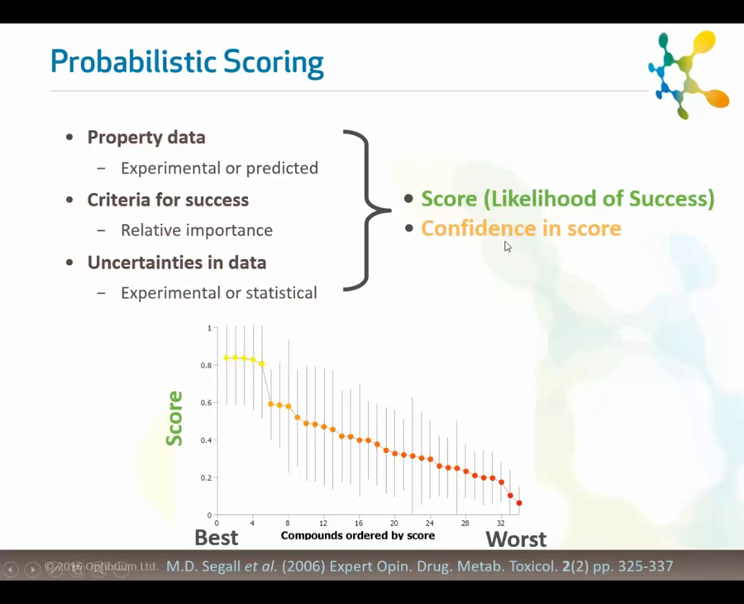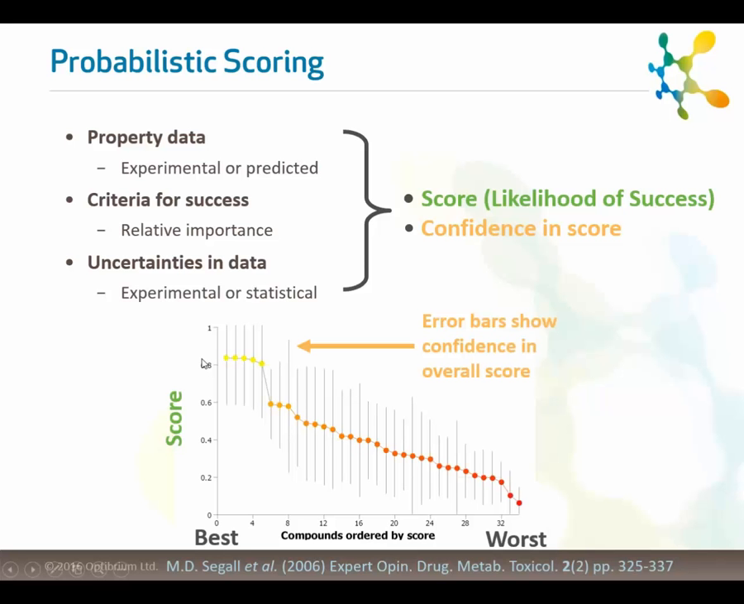So one way we can look at that is shown here. We've got a data set of compounds, just a small data set here, ordered by the score from the best on the left to the worst on the right. And on the y-axis we have the score itself. So here we have our highest scoring compounds. You see they've got about an 80% chance of success, which is really good.